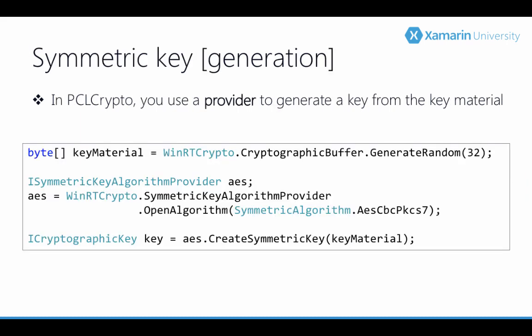And to use symmetric encryption, we must first generate a provider. This is done using WinRTCrypto.SymmetricKeyAlgorithmProvider.OpenAlgorithm. We pass in a symmetric algorithm enumeration to select the algorithm, and we then create the key using the CreateSymmetricKey method, passing in the key material. Now in this example, we're using the GenerateRandom method to create a 32-byte array of random data to be used as that key material.